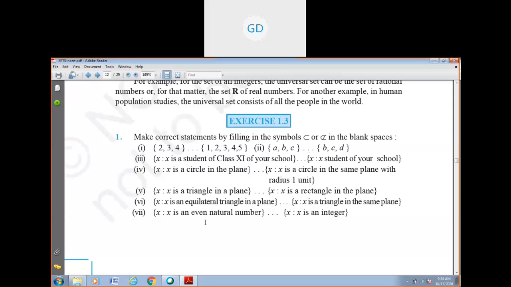And number 7, X is an even natural number. Even natural numbers like 2, 4, 6, 8, 10, and so on. X is an integer. You know, in the second set, all integers are there. Positive integers, negative integers, 0. It's a huge set which comprises all integers. And in the first set, only even natural numbers. So even natural numbers are integers. That means all the elements of the first set belong to the second set. So obviously it is a subset.